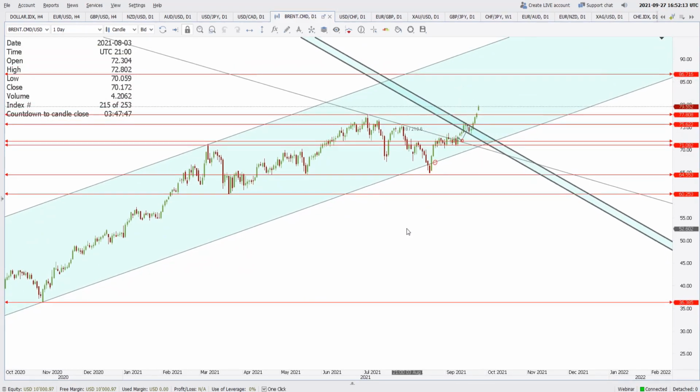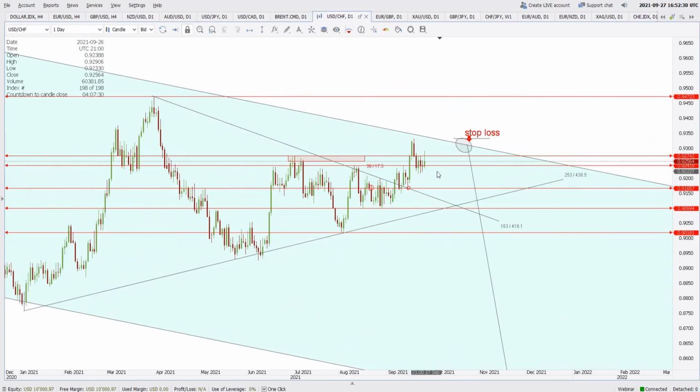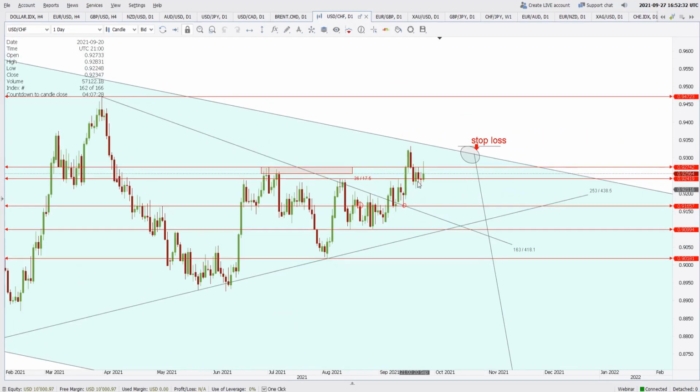I don't know exactly where the resistance can come, but 86.71 is technically the next level of resistance, and the support is now 77.80 in this market. Talking about the USD CHF, it is slowly moving towards our target. It is not actually our target, but it is a place where we are looking to open the sell positions.